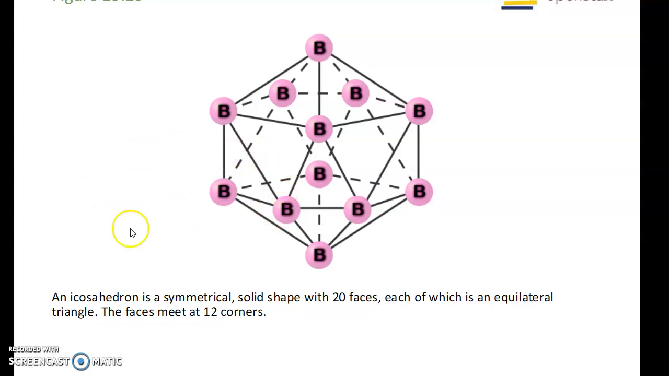And you can see that boron is an icosahedron, a symmetrical solid shape with 20 separate faces, each an equilateral triangle. And the faces meet at 12 separate corners for this type of structure. And the dashed lines mean it's going back into the page, and these lines mean that they're coming out from the page.